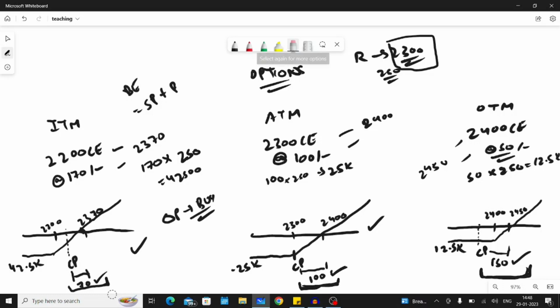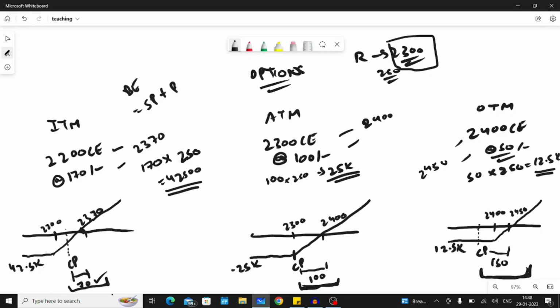So now let's look at how exactly the capital required will look like. Since an option buyer only needs to pay the amount of premium, in order to buy in the money options, it will cost us around 42,000 for these Reliance options, and the at the money option will cost us 25,000, and the out of the money option will cost us only 12,500. But for a seller, the capital required will be approximately 1 lakh rupees. Why? Because the seller's maximum loss is undefined, right?